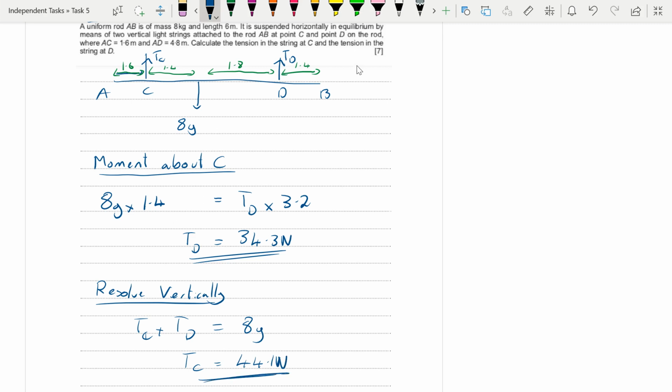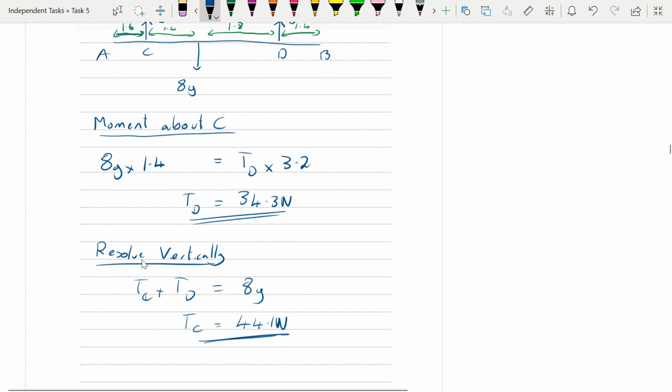Now you can see here, it's not a huge amount of work, and it's worth 7 marks. It's because of this initial setup at the top, understanding what is happening before you get started. That's the difficult bit, because once you get started, you think about taking moments, you think about resolving vertically. So the final question.